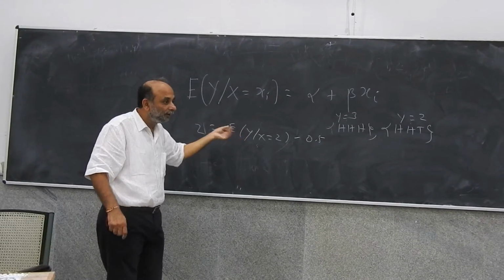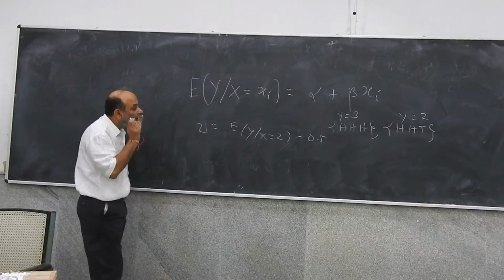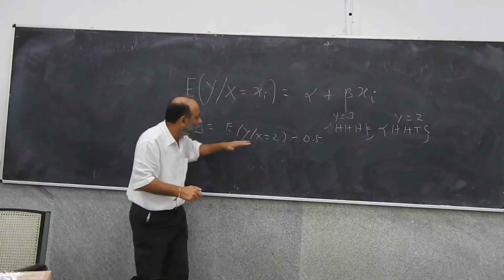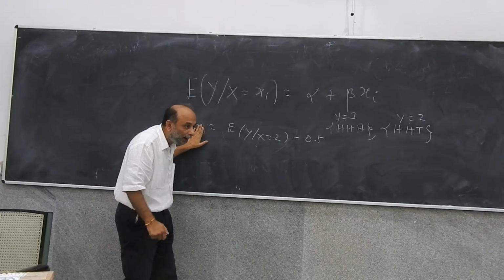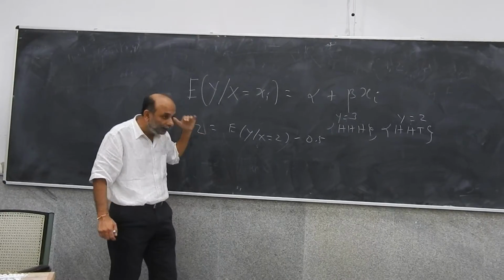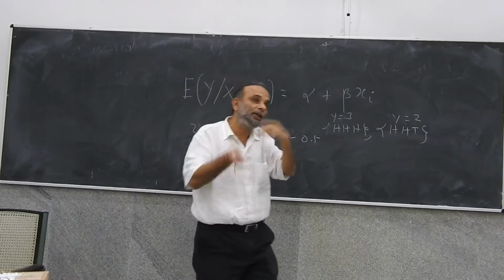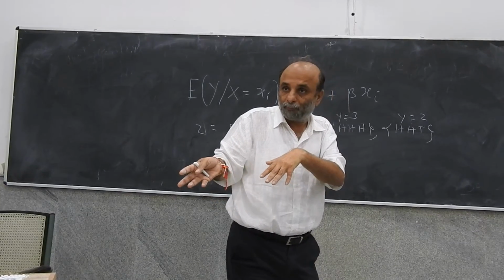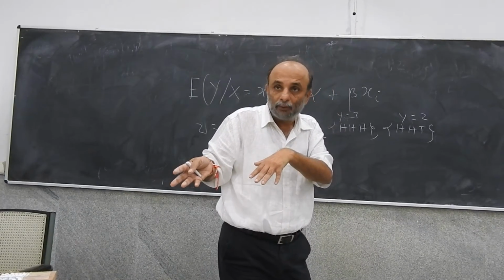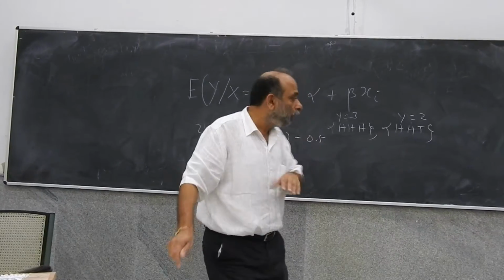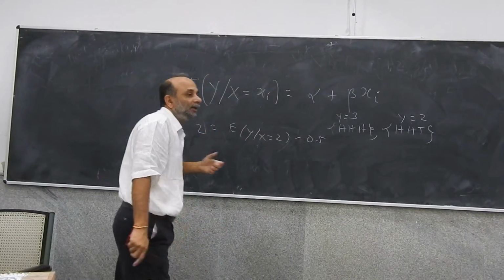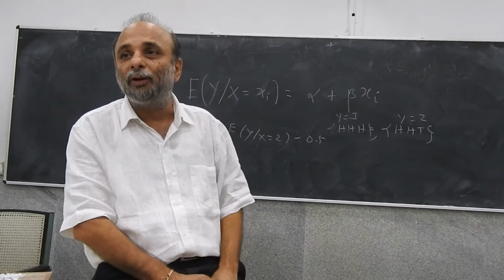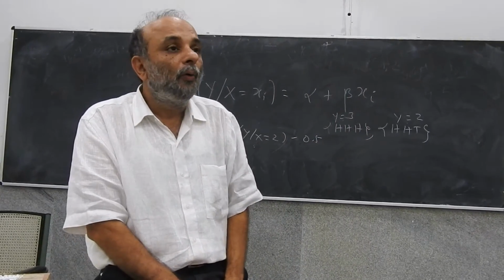Is that clear? Now each individual value of y is 3 or 2. So if I now want to relate each individual value of y, it can be the conditional mean of y given x equal to 2 plus 0.5 or minus 0.5. Okay? But now what is this 0.5? Can somebody tell me what is this 0.5? Plus 0.5, minus 0.5.